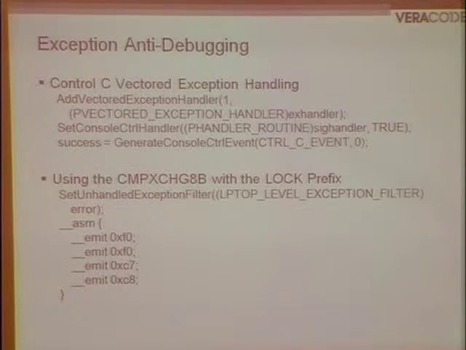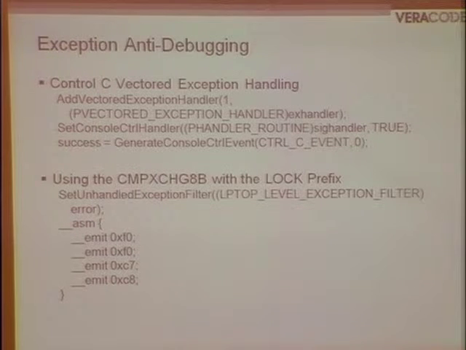Control-C vectored exception handling. This one's kind of cool too. This one's specific to console programs though, so it won't work on Windows-based processes. But essentially, the console program is being debugged. When it's being debugged, the Control-C command inside that process window throws an exception that can be trapped by a vectored exception handler. If it's not being debugged, no exception gets thrown. So only a signal handler gets thrown.